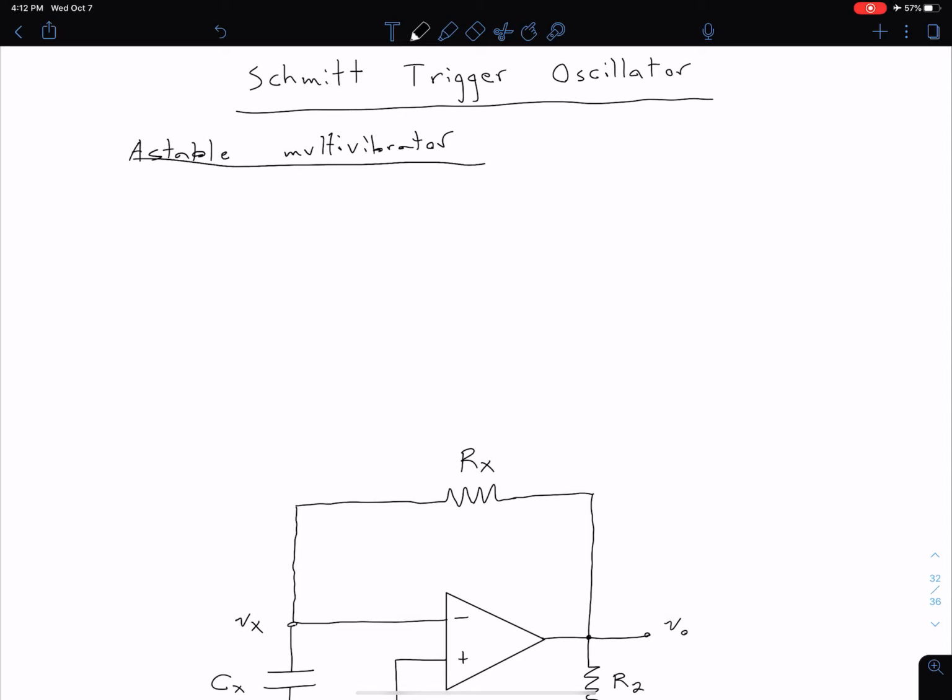Of course what that means is that we don't have a stable state, so it's just oscillating back and forth between the high and low saturated outputs. And so ultimately what we're going to have then is a square wave.